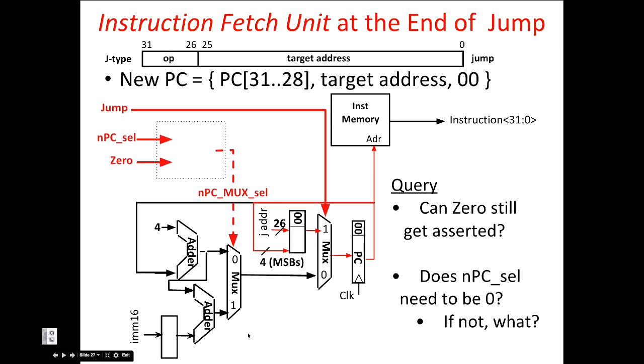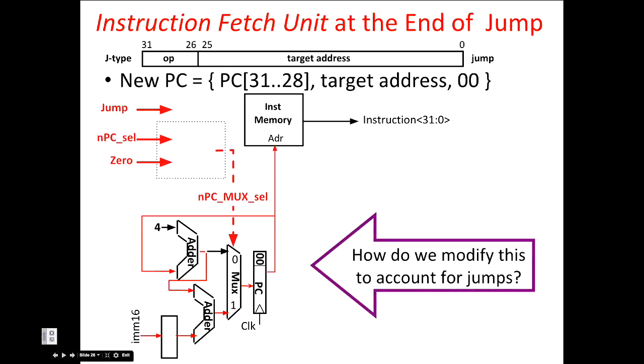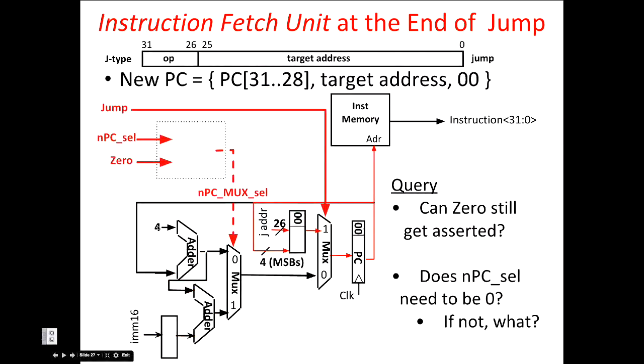Just as before when we looked at the entire data path, and we didn't care about RegDest, ALU source, any of these things. Similarly, here, since we're not going to be looking at this value anyway, I don't care what NPC mux select is. I'm just going to let it be whatever turns out to be most convenient for me to build in my control logic. Really all I care about is that this jump is a 1 and I get this jump address. Any questions so far? No. Okay.